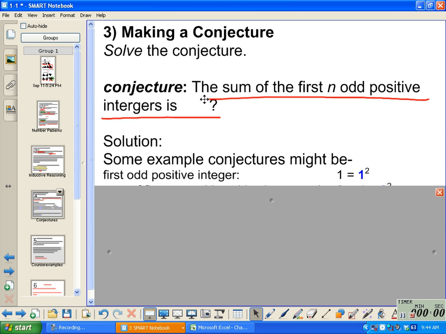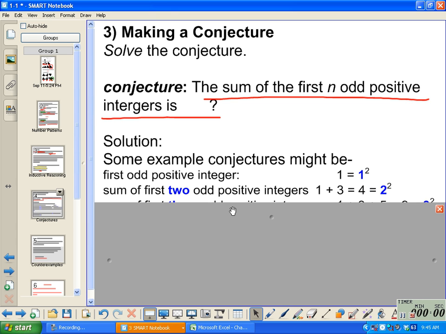So here we have a solution. In our solution, we begin to look at, and if you haven't done so already, you want to open your book. I'm looking at example 3. Some examples of the first odd positive would be, here's our first odd positive. We have 1 equals 1 squared. Okay? The second one, we look at the sum of the first 2 odd positive integers.